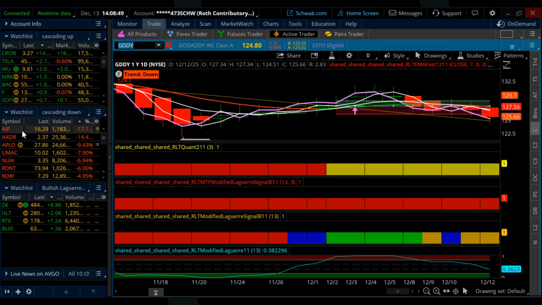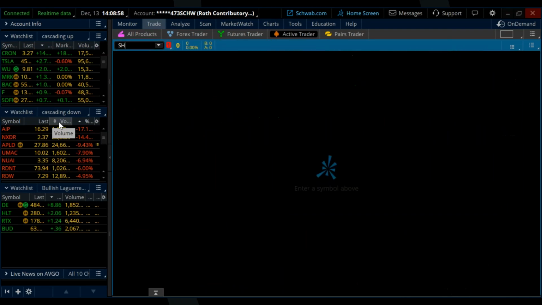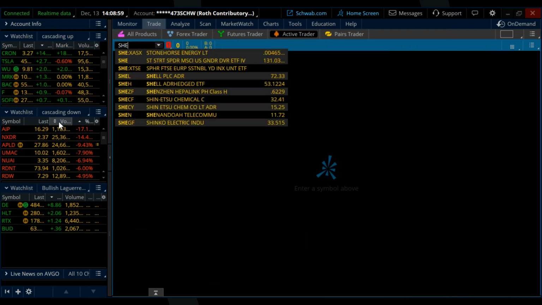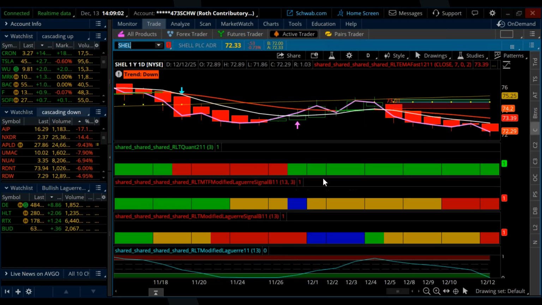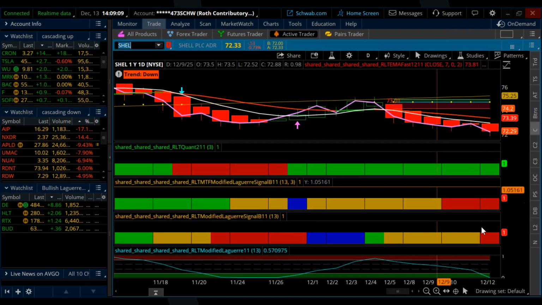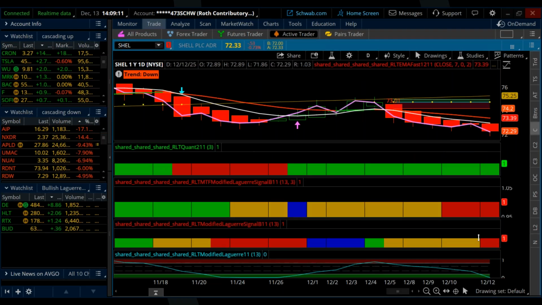And the other one we looked at, there was a short, was Shell. There's Shell right there. Yep, you can go. And even though this is green, I would still take this short because these two are very red. These things are telling me there's really a lot of selling going on. These are the ones that I'm most interested in.